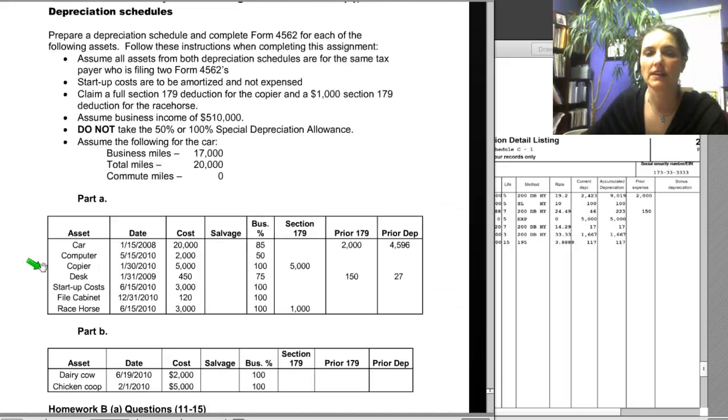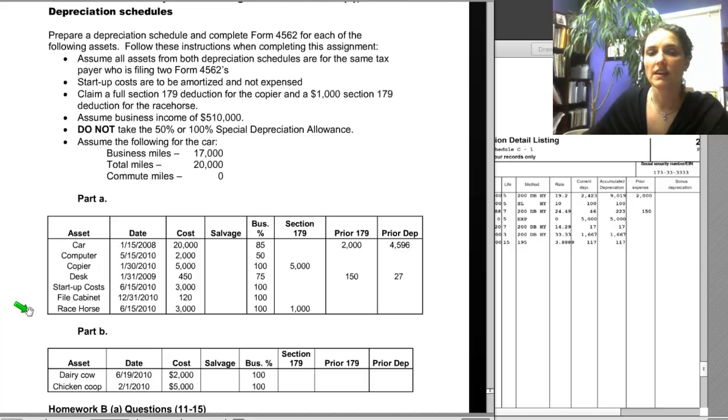Next up is the copier. It has a cost of $5,000. We're claiming a $5,000 Section 179 deduction on it, and we are claiming 100% business use on it. So we're going to enter that in Part 1 of Form 4562. Then we have startup costs. Startup costs were $3,000. We're not expensing them. Those will get reported in Part 6 of Form 4562. The file cabinet was placed in service in 2010. We're claiming regular maker's depreciation on the file cabinet. It will appear on line 19 as 7-year property.